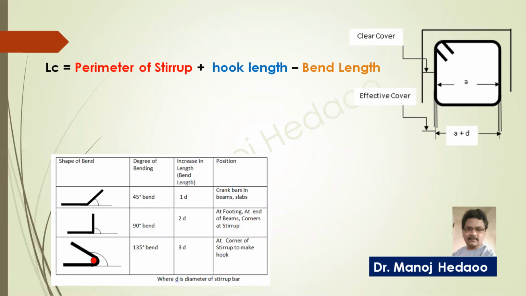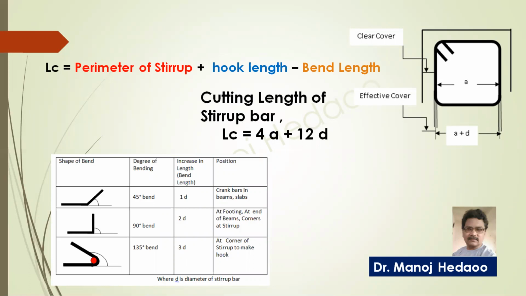And finally, you will get a simple and short formula to calculate the cutting length of bar for the square stirrup, that is LC equal to 4A plus 12D. This is easy to remember and apply, which will save the tedious calculations.